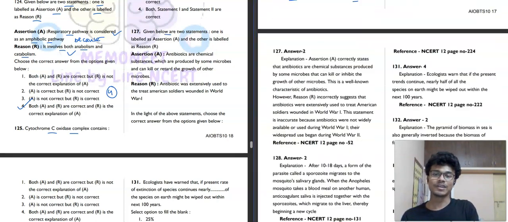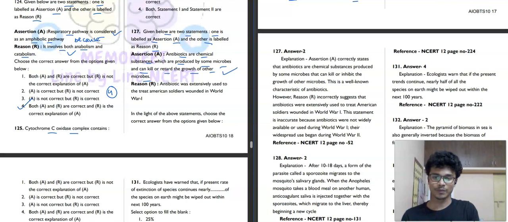It is saying, given below are the two statements, one is labeled as assertion and the other is labeled as reason. So first assertion is given: antibiotics are chemical substances which are produced by some microbes and can kill or retard the growth of other microbes. ये बिल्कुल सही है यहाँ पे. This is actually a correct statement.